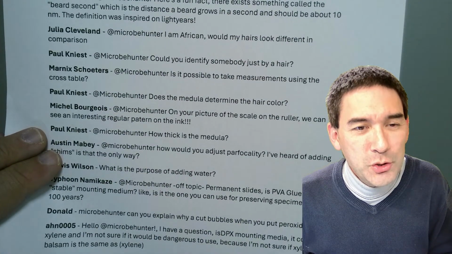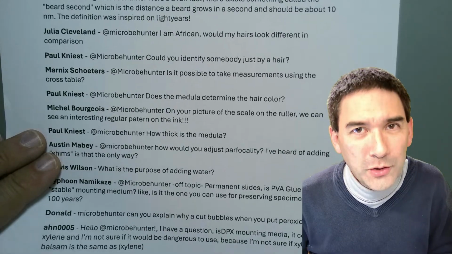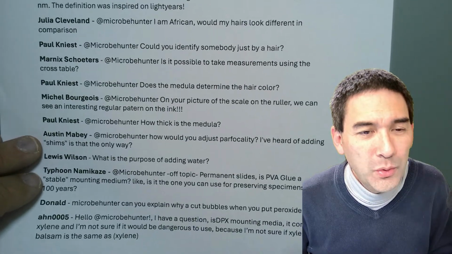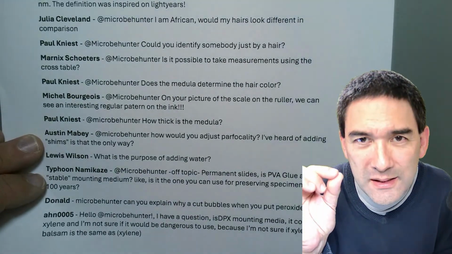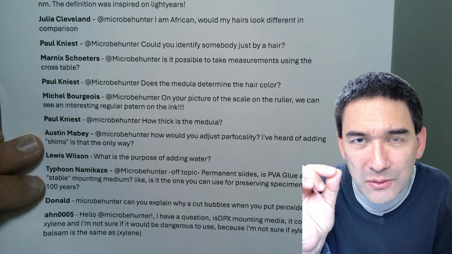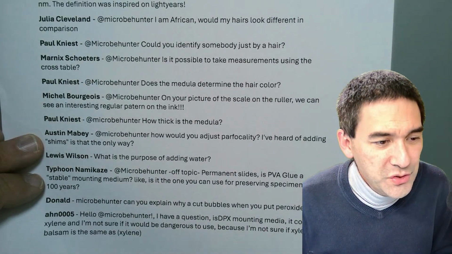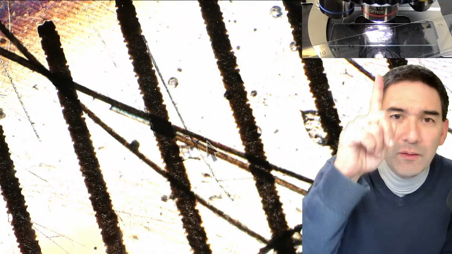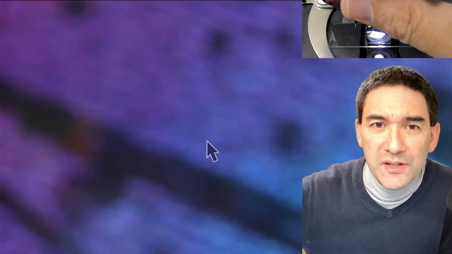How thick is the medulla? In humans, they say approximately a quarter of the total hair diameter. How would you adjust parfocality? Basically with shims, which are little discs that you can put into the objectives. I'm going to show this to you here as well. Parfocality means that when I switch from one magnification to the next, it's still in focus.